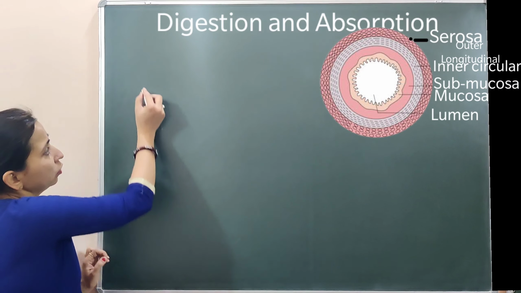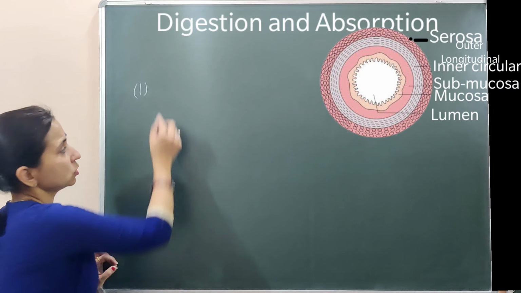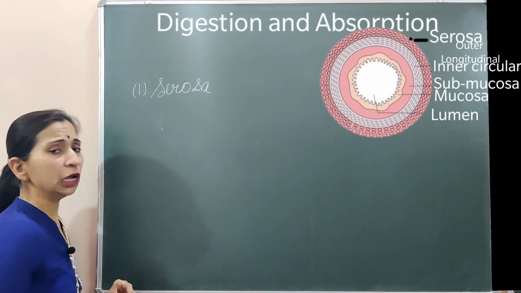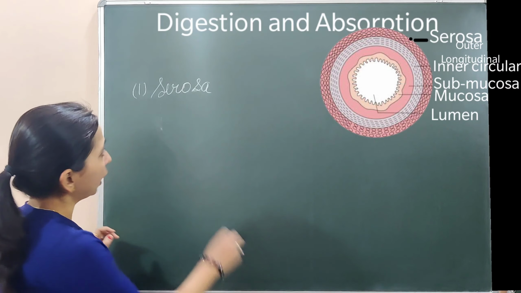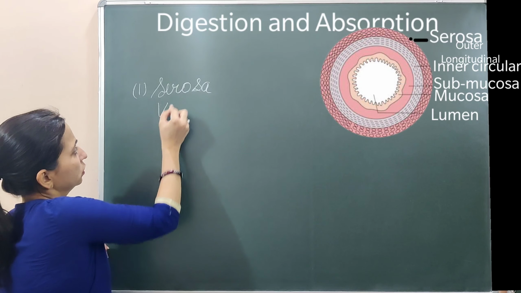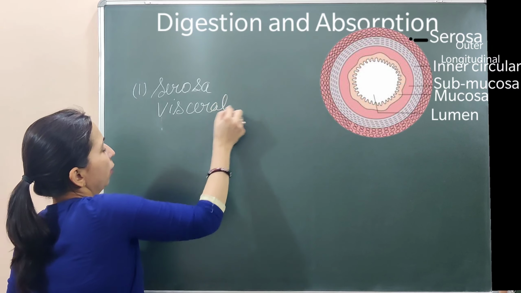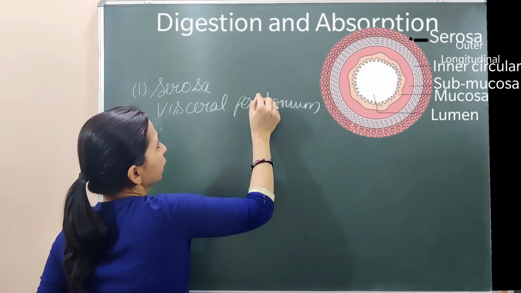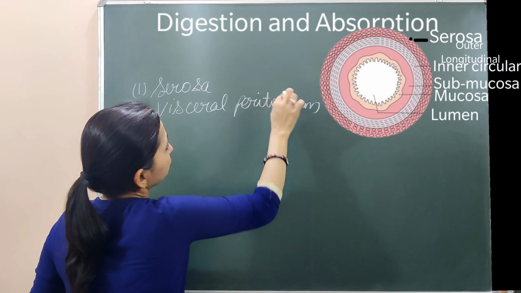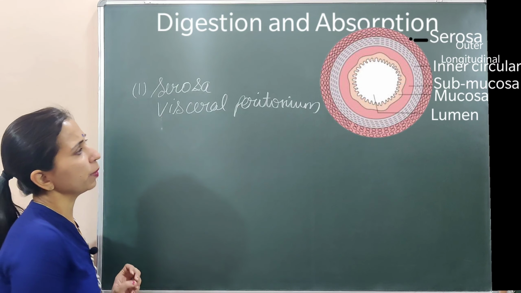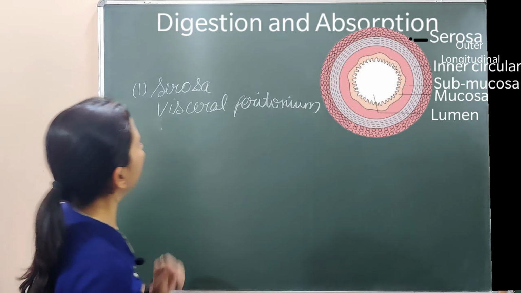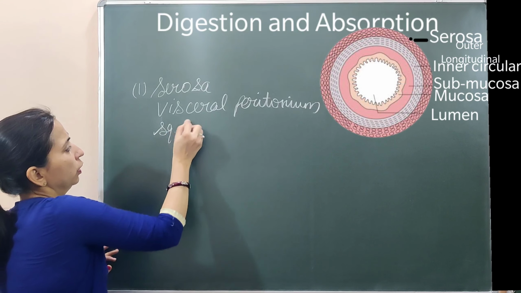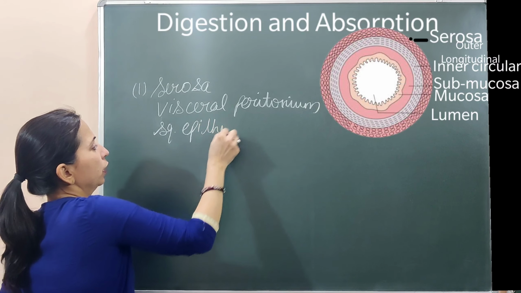So the outermost layer of the alimentary canal is known as serosa. बाहर की तरफ जो layer है, सबसे बाहर, उसका नाम होता है serosa, and another name for this same layer is visceral peritoneum. Outermost layer का नाम है serosa और visceral peritoneum. So this is about the first layer, and this outermost layer is made up of squamous epithelium. ये squamous epithelial tissues की बनी हुई एक layer है.